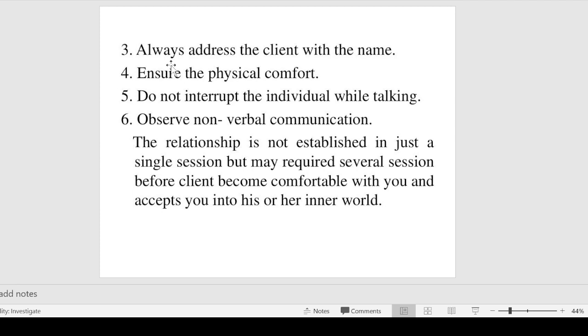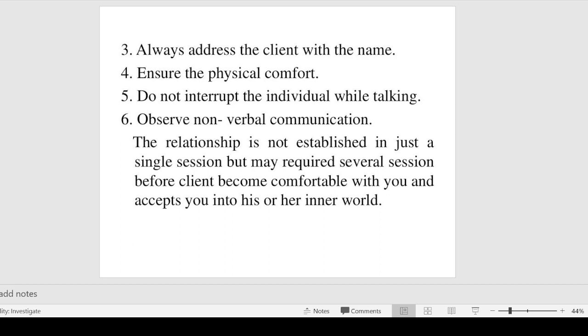And next one is always address the client by name, ensure physical comfort, do not interrupt the individual while talking, and observe even non-verbal communications. The relationship is not established in just a single session but may require several sessions, until the client becomes comfortable with you and accepts you into his inner world. That's the first step, establishing relationships.